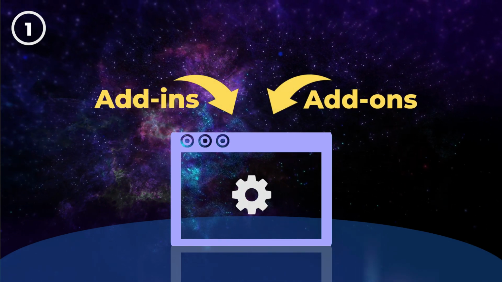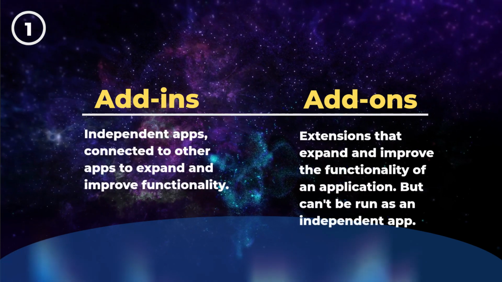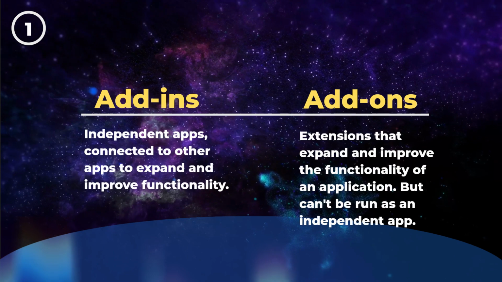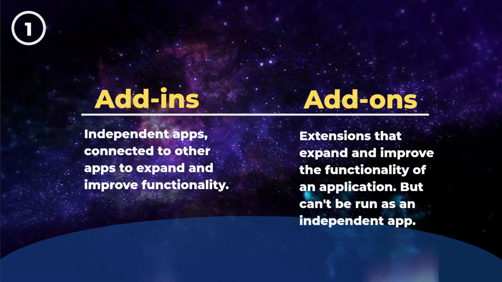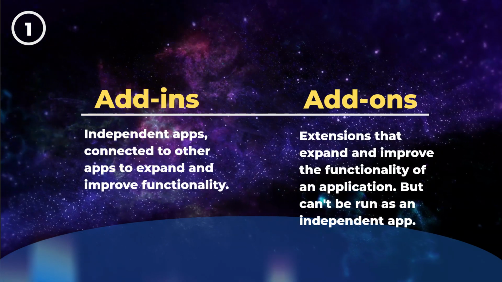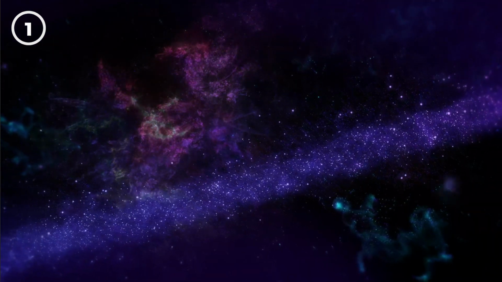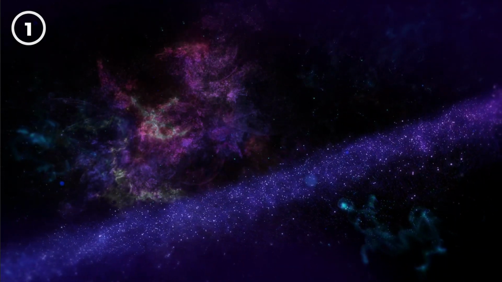Add-ins and add-ons are both designed to expand and improve the functionality of an application. But there's a difference. Add-ins are generally independent applications that can be connected to other apps to expand their functionality. Whereas add-ons are generally scripts or extensions that expand the functionality of an application, but are not an independent application itself. Now that's cleared up, let's look at how to install a third-party app for Microsoft Teams.